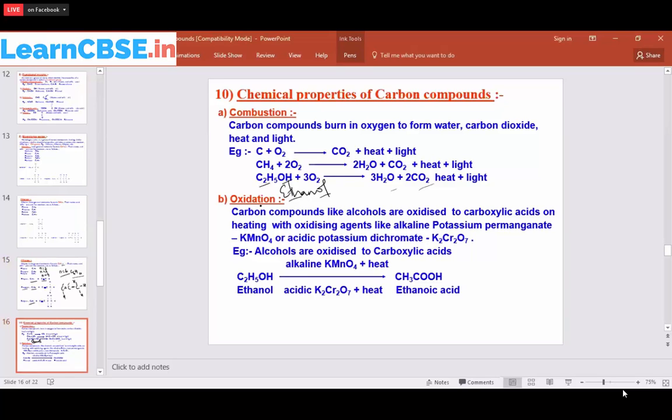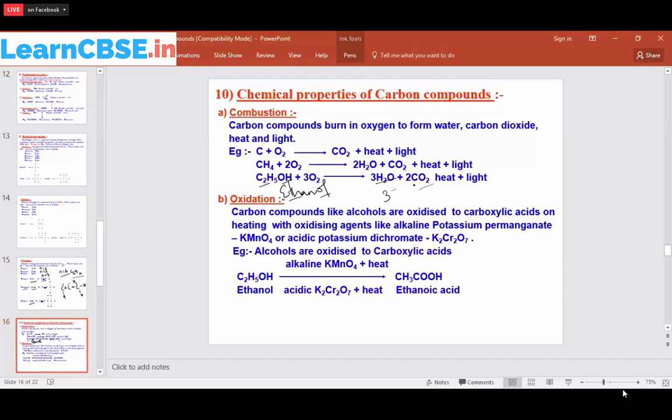So we have to balance the equation. There are two carbon atoms present, so here 2CO2. And there are 5 hydrogen atoms and one more hydrogen, so totally 6 hydrogen atoms are there. So we have to write 3H2O here. 3H2O. And now we have to balance the equation for oxygen.